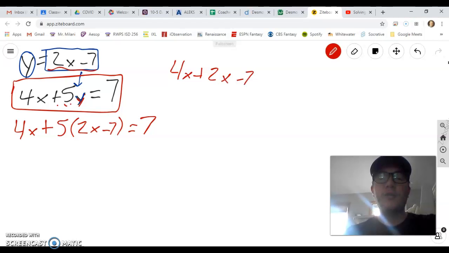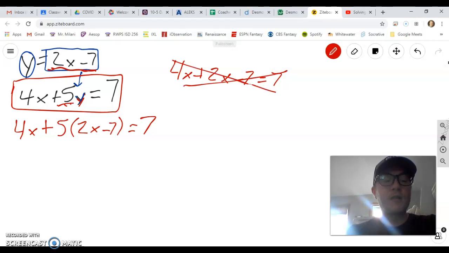What people forget to do is that this 5 is still out front of that y. It's still multiplying by this piece that we're substituting. So instead of 5 times y, we're going to have 5 times this entire chunk. This is incorrect because people forget that coefficient of 5. So once we're down here, 4x plus 5 times 2x minus 7, and that whole thing equals 7.